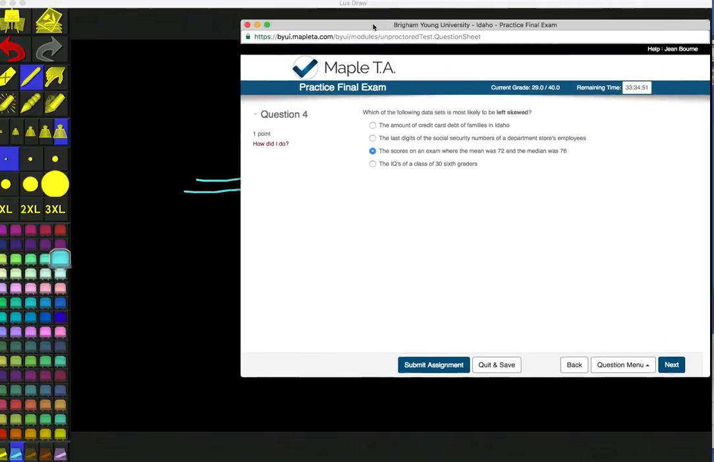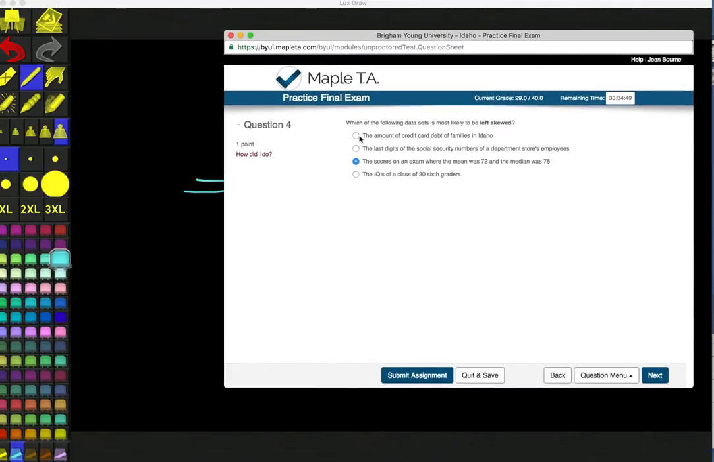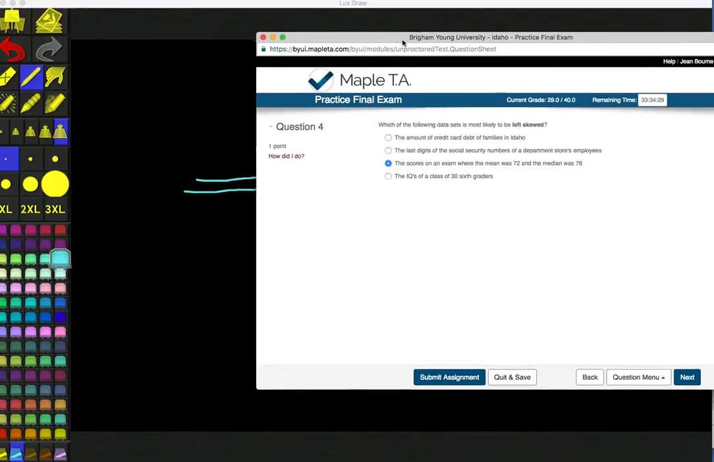Okay, so we look at these. The amount of credit card debt of families in Idaho, that's probably fairly standard. It's probably going to be a standard bell curve. The last digits of Social Security numbers, that is also going to be a standard bell curve. The IQs of a class of 36 graders, also standard bell curve. But let's look at this one. The scores on an exam where the mean was 72 and the median was 76.